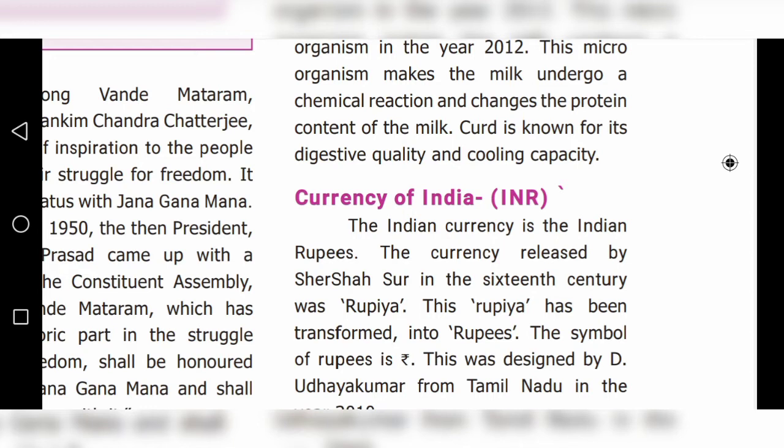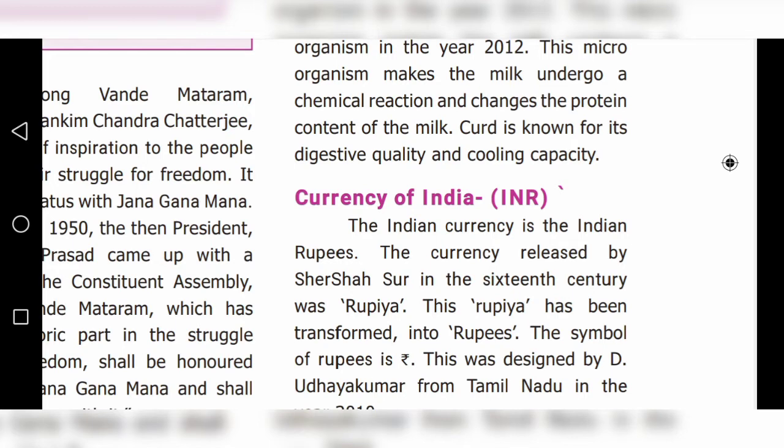The currency released by Sher Shah Suri in the 16th century was the rupiya. In the 16th century, Sher Shah Suri released the rupiya. The name is rupiya. This rupiya has been transformed into rupees. Now we are using rupees.